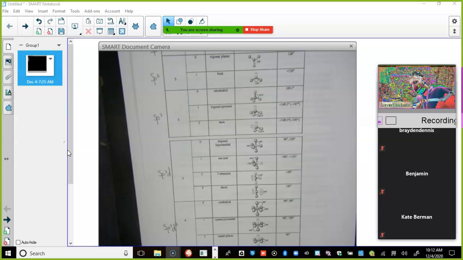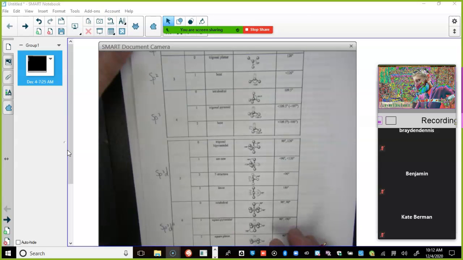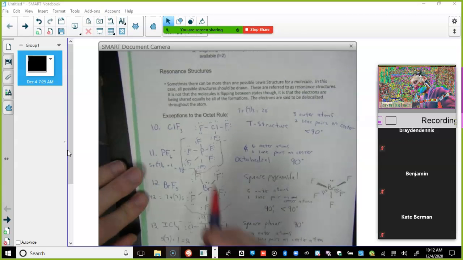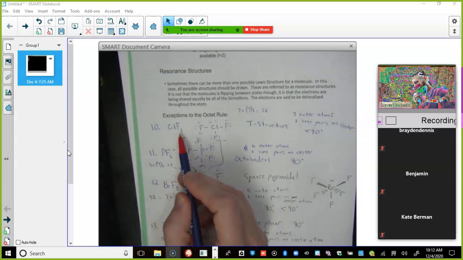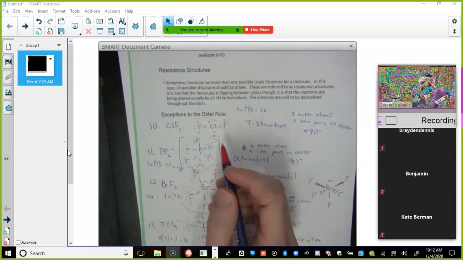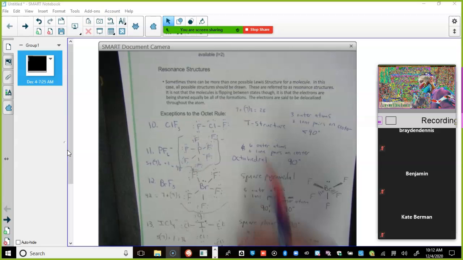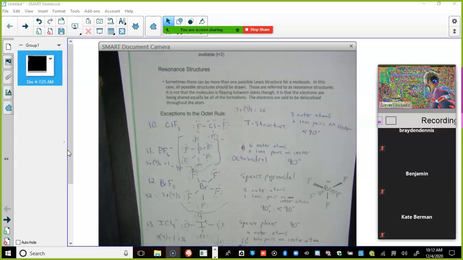Okay, moving on. Well, why don't we do an example real quick. Going back, we got ClF3. What type of hybridization would that have? Well, let's look at the electron groups. I got 1, 2, 3, 4, 5 electron groups. So I'm going to have SP3D. So you got 3 P's, 1 S, that's 4, and then 1 D would be 5.